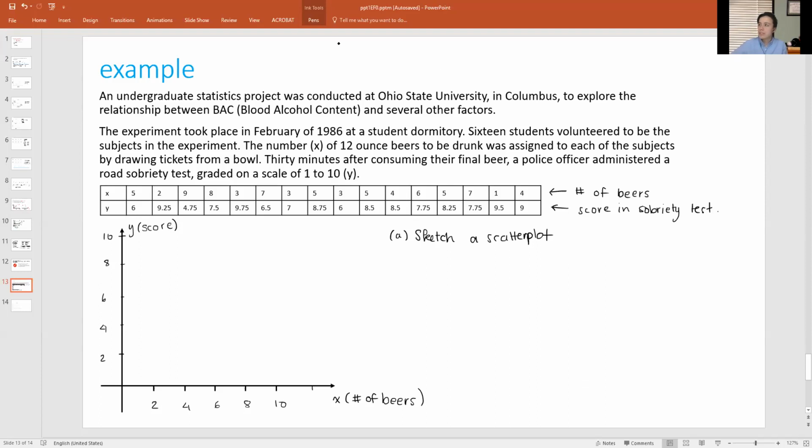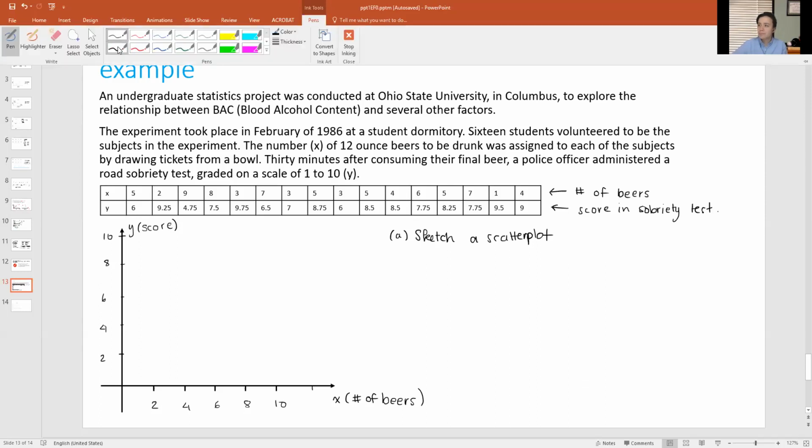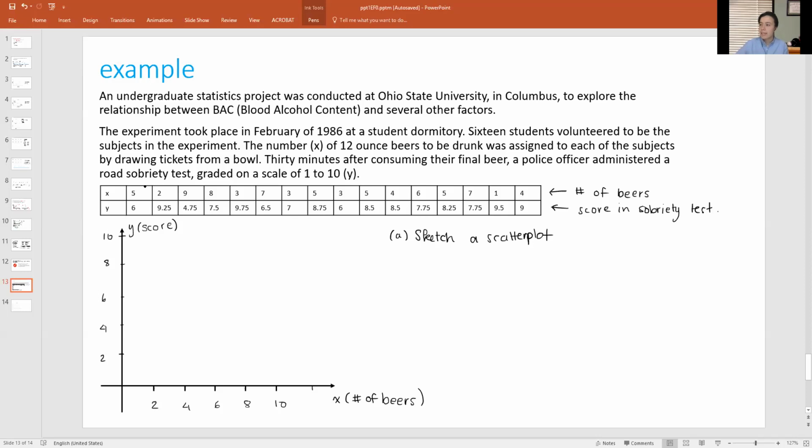Okay, so if we're going to sketch a scatter plot for this, what I need to look at is the different data points that I have. For each one of them, the first coordinate is going to be given by the number of beers that the person drank, and the y coordinate is going to be given by the score that they had on the sobriety test. For example, for the first person, you'll have 5 beers and a score of 6. That gives a point here.